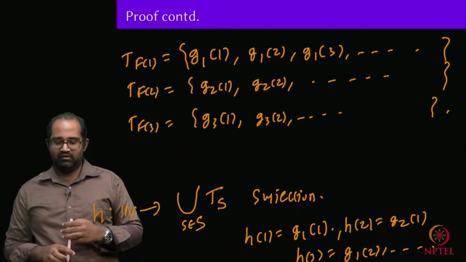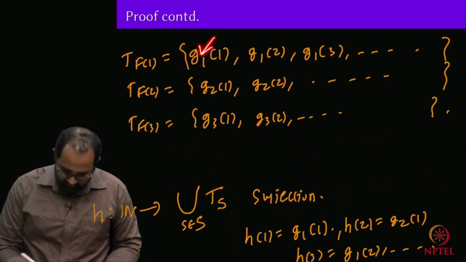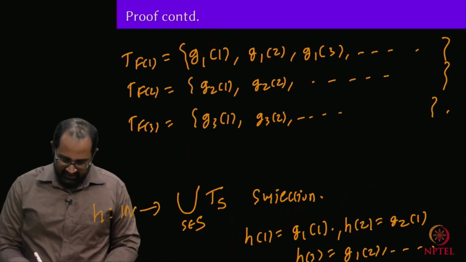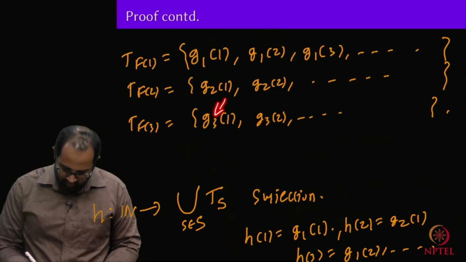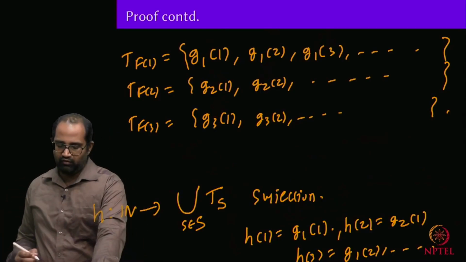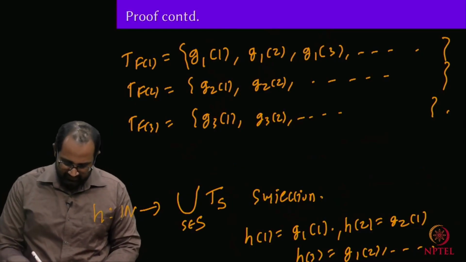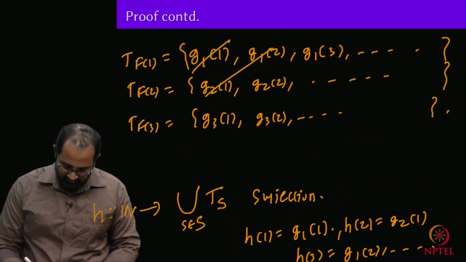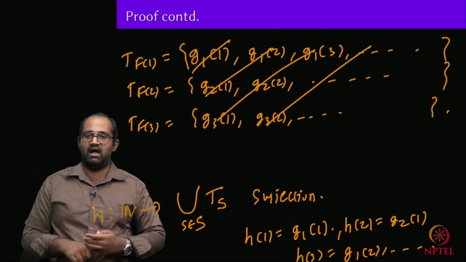How am I doing this? I am setting h of 1 to be g11. Then the next value is g21, the value after that is g12, then g31, then g22, then g13, so on and so forth. The way that the listing goes is, I go like this, like this, like this. I exhaust the entire array.